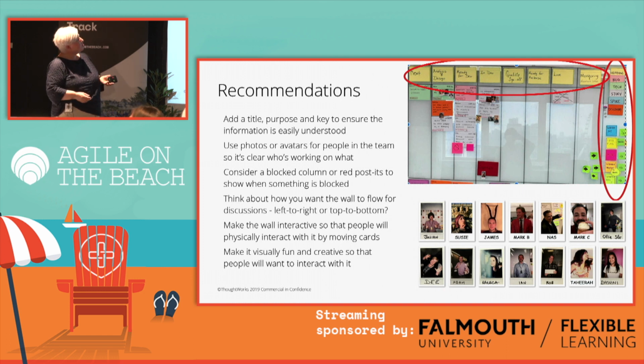Think about how you want the wall to flow. For a progress board, you might want the wall to flow left to right, but there may be other times when you want to show, maybe on a timeline, something that goes top to bottom of the wall. Make it interactive so that people will physically interact with it and buy into it more, and make it fun. Make it a creative exercise so that you not only get people's creative juices flowing, maybe they're a bit happier at work, but also they're more likely to engage with the wall.